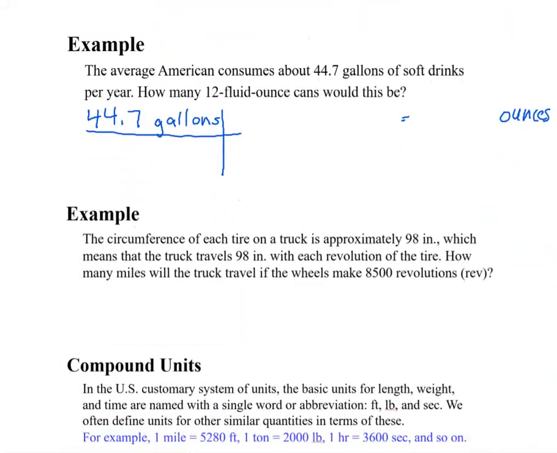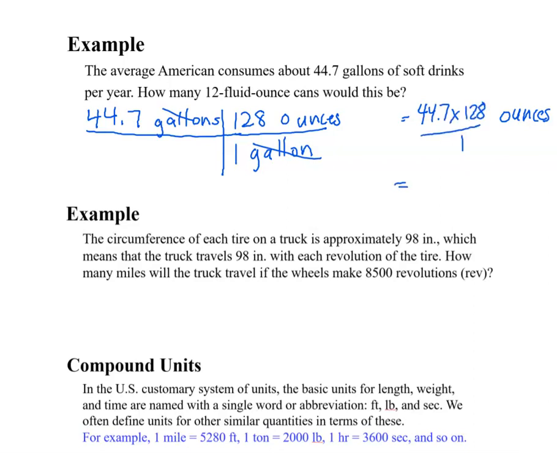So 1 gallon, I want to put the gallon on the bottom because we want it to cancel out, has 128 ounces. Okay, so we're going to need to do 44.7 times 128, and on the bottom we would divide by 1, which is not going to change the number, so 44.7 times 128 divided by 1, 5,721.6 ounces.